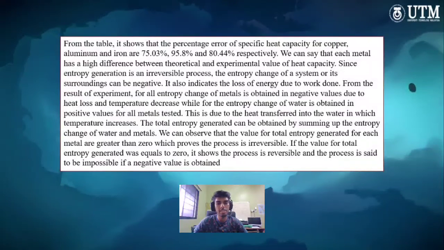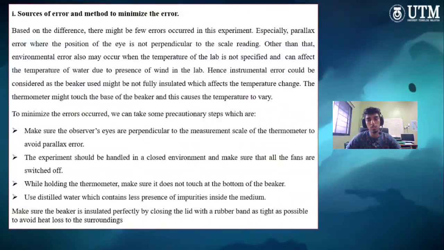So the total entropy generated can be obtained by summing up the entropy change of water and metals. We can observe that the value of total entropy generated for all metals is greater than 0, which proves that the process is irreversible. If the value for total entropy generated was equal to 0, it shows that the process is reversible. And if a negative value is obtained for the entropy generated, then the process is said to be impossible. And next, I will discuss the sources of error and methods to minimize the error.